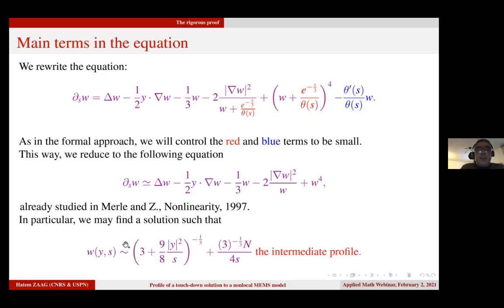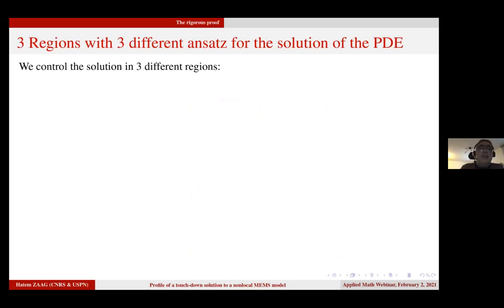And the old machinery gave us this profile. So we are able to use this PDE with the equal sign here and to have this profile. The challenge now is to take this PDE with good a priori estimates and still to have the same profile. Perturbative, but not naive, in fact. Here, we will have, in fact, three ansatz, three controls of the solution of the PDE in three different regions.